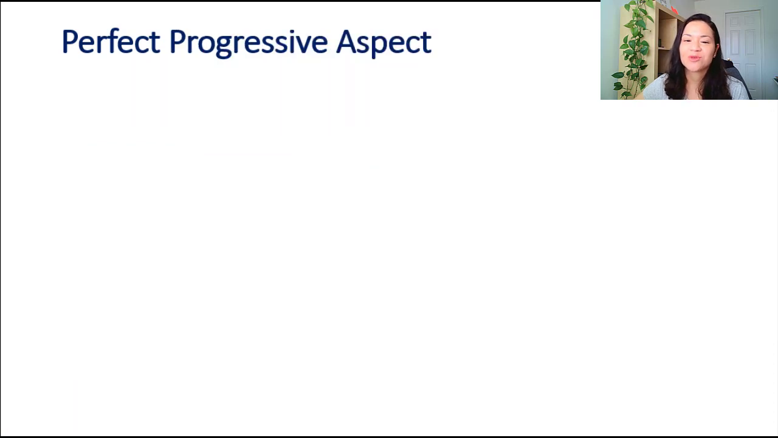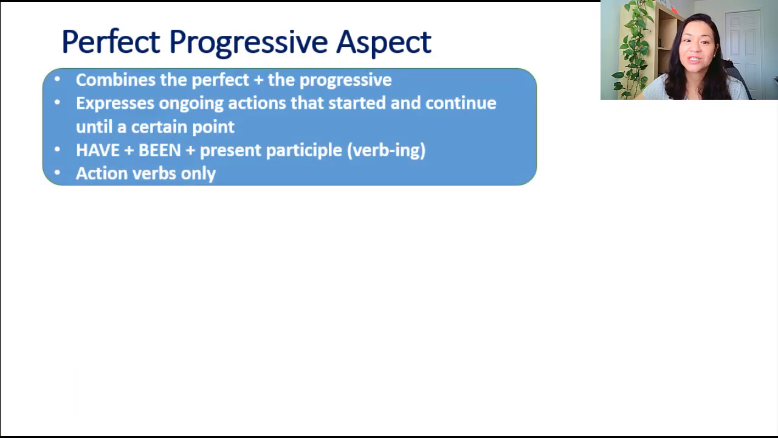Finally, the perfect progressive aspect. As the name suggests, it combines the perfect and the progressive aspects, so it is used to express ongoing actions that started and continue until a certain point, whether that be in the past, the future, or right now. To form the perfect progressive aspects, we use have plus been plus the present participle.